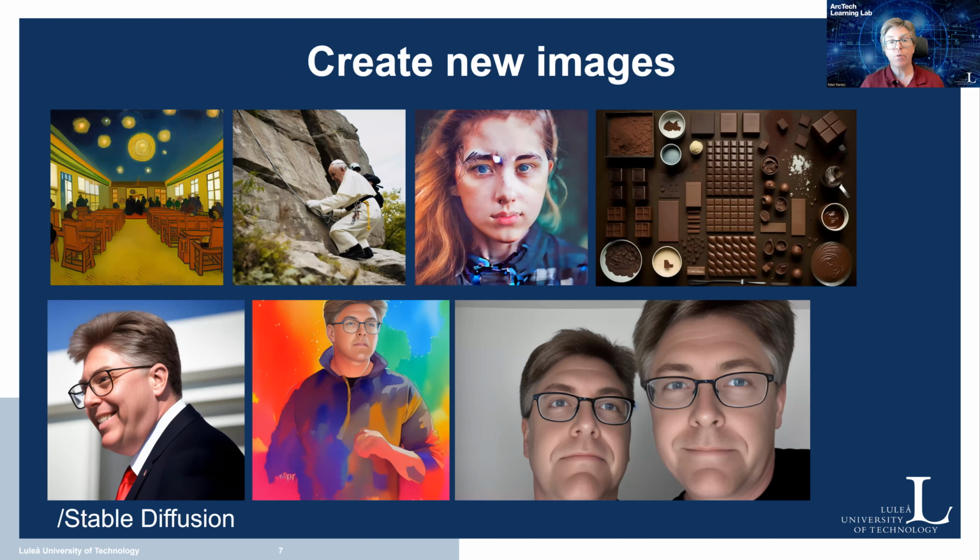So besides creating text, we can also have it creating new images. These are all images that I created using Stable Diffusion. At the bottom, you see a few photos, or not photos, but AI-generated images of me. And at the top, there are some various examples. Why the Pope? Well, the internet broke a few weeks ago, where it became very, very popular to create AI-generated images of the Pope doing various things.